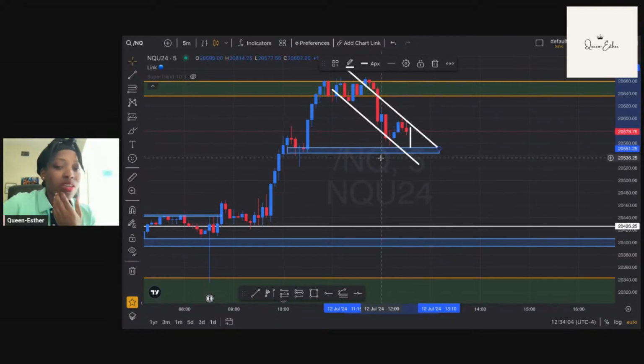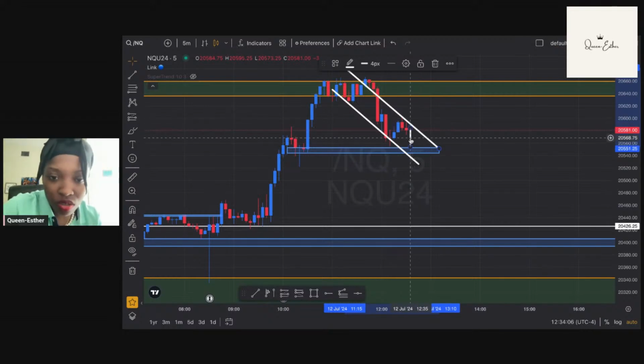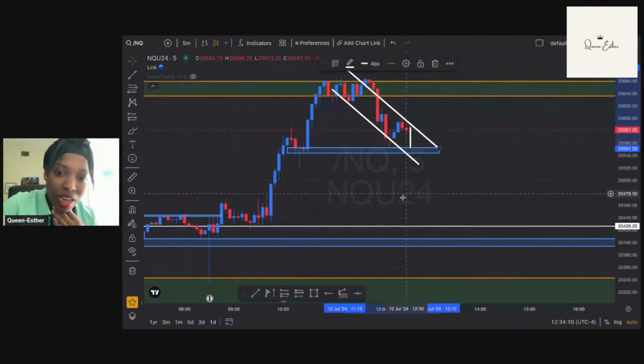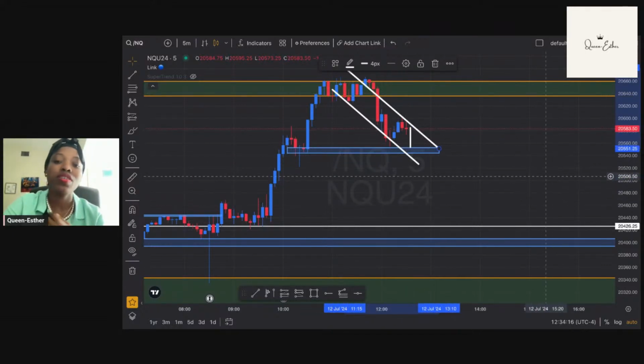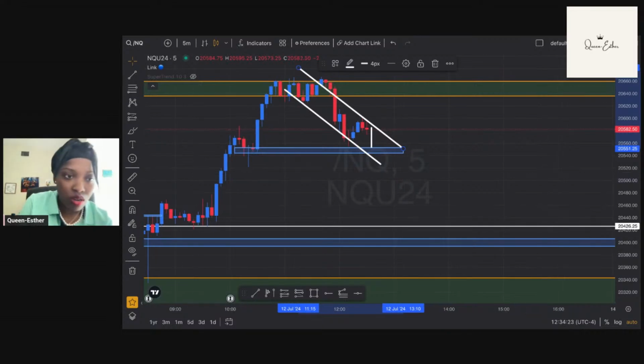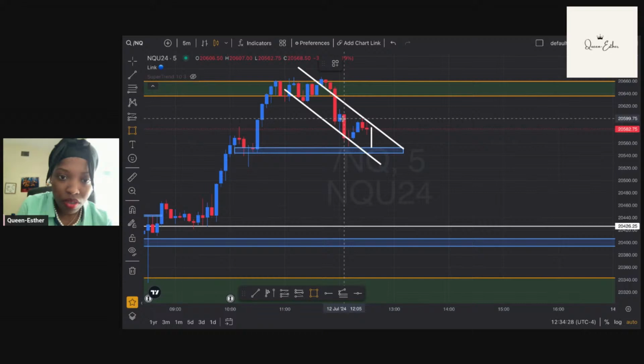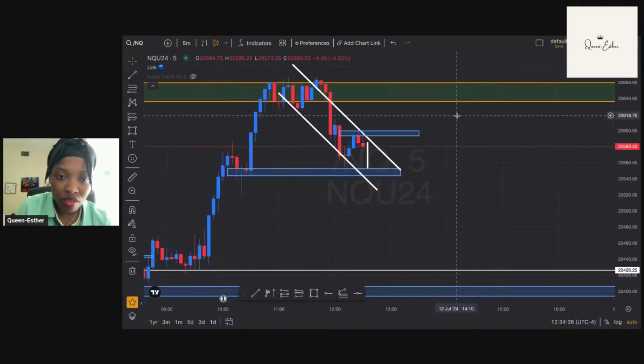But again, the price can continue down. If the price breaks down, that means I would be looking for sells with other confirmation. Okay. So for now, I'm not gonna enter any trade. What I'm gonna do is put my resistance area right there.